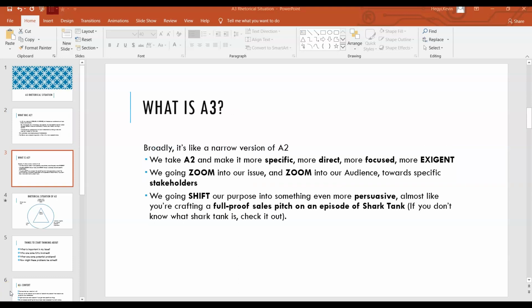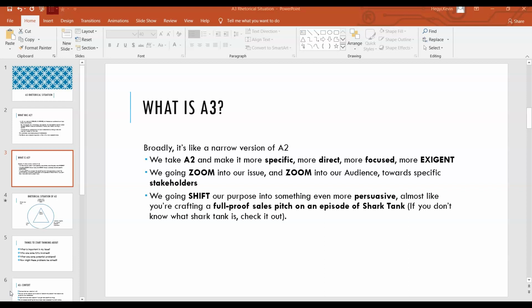Great, so what is A3? Very broadly, I'm just going to start talking about this a little bit more abstractly. It is a proposal, but before that, let's think about this as a very narrow version of A2. We take A2 and we put another pair of glasses on and make everything a little bit more specific, more focalized, zooming in on what A2 started. That's a way of thinking about it.